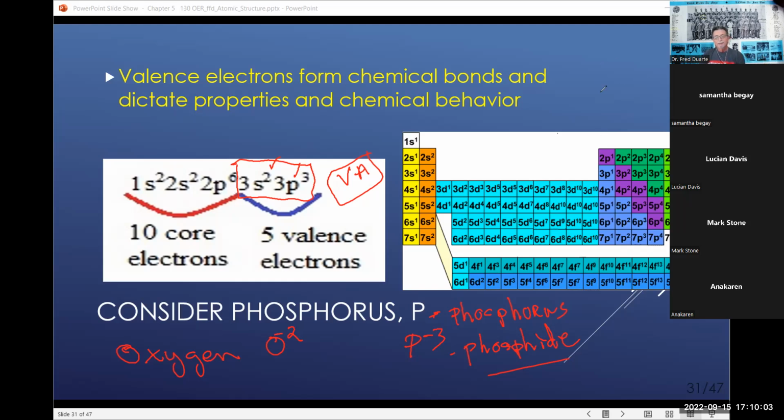We talked about CO2. Remember the name of CO2? We didn't call that carbon oxygen. What do we call it? Carbon dioxide. And so oxygen, the element, when it becomes the ion, changes its name to oxide. Sulfur becomes sulfide.